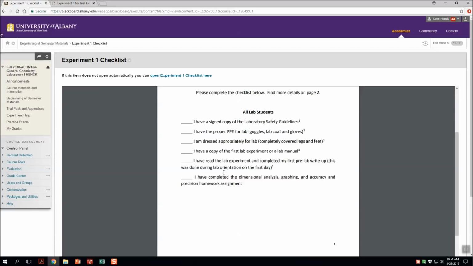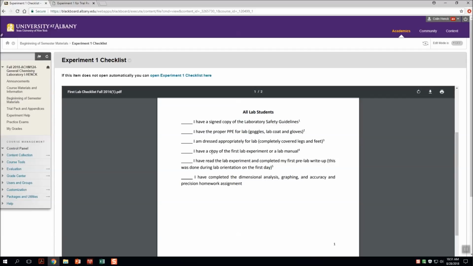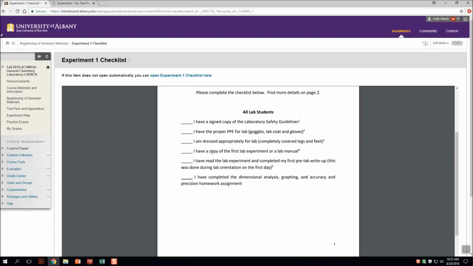Again, these rules are meant to keep you safe. I know it's a pain in the butt. I know no one likes to follow rules and it's a pain, but it is what it is. We are here to help you learn chemistry, but there are some basic things that just have to be done. So please take care of these basic things and then you'll be good to go for lab.